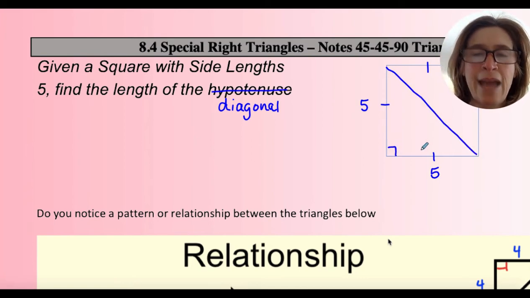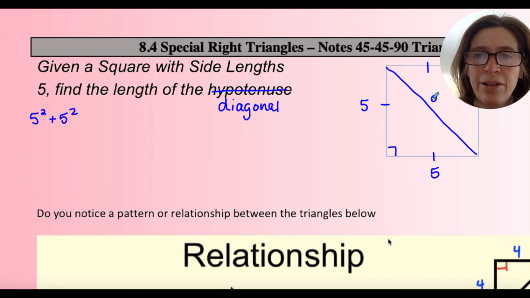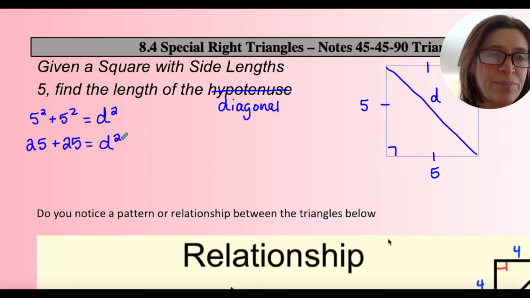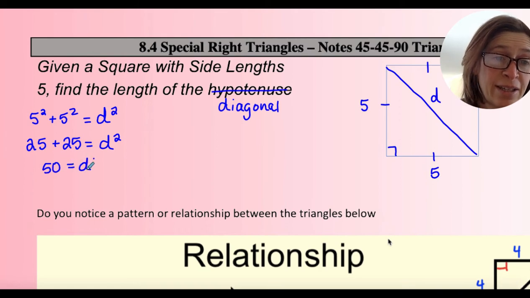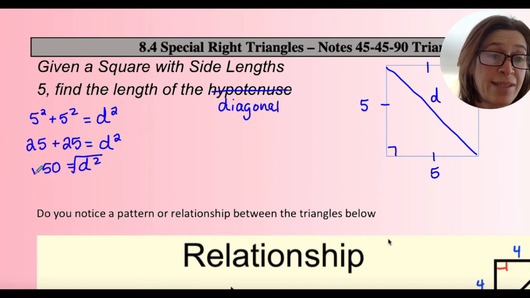Okay? Now, I'm going to use the Pythagorean Theorem. So 5 squared plus 5 squared, I'll put a d here, equals d squared, and 25 plus 25 equals d squared. All right, so that's going to give me 50. Now notice I'm adding the exact same value both times because they're equal, and then I'm going to take the square root of both sides.